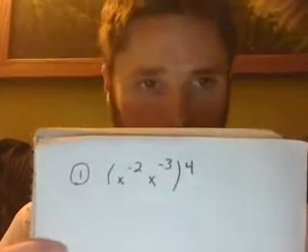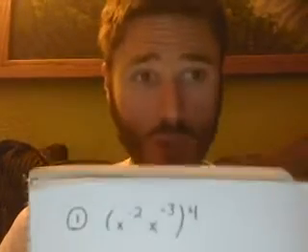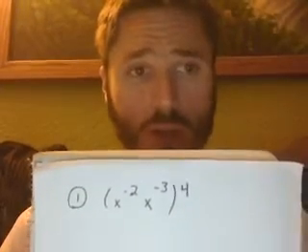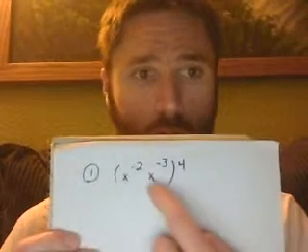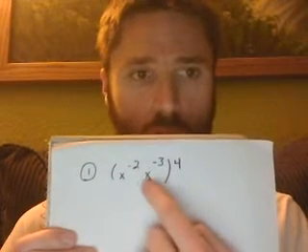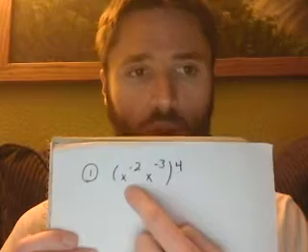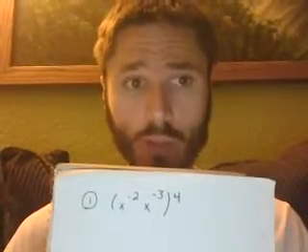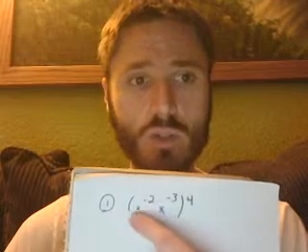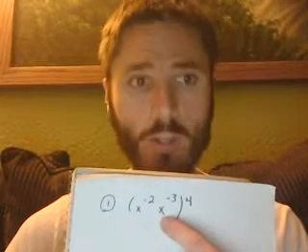According to your order of operations, what would you do first? Well, typically you would do what's inside the parentheses. So what am I doing with these two x's, these two variables? Well, if they're right next to each other, I'm naturally multiplying them. So I have x to the negative 2 times x to the negative 3.